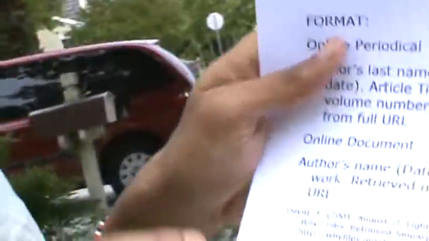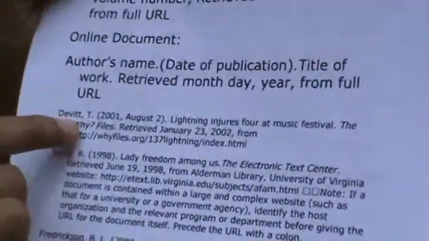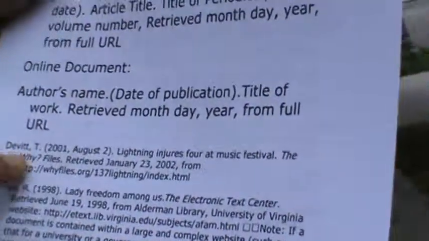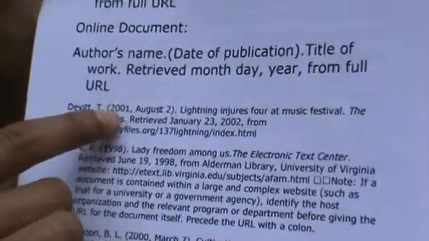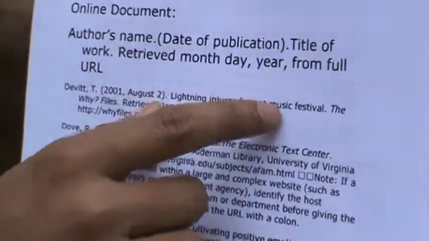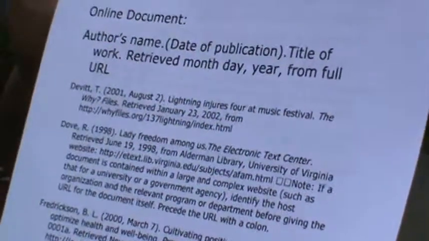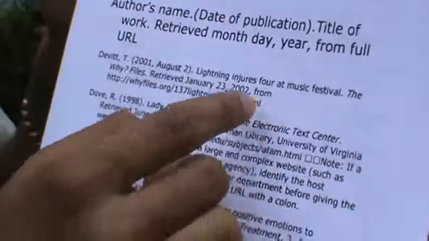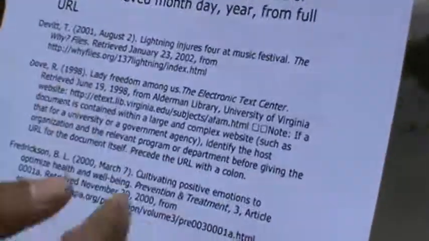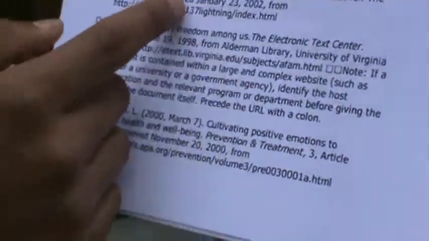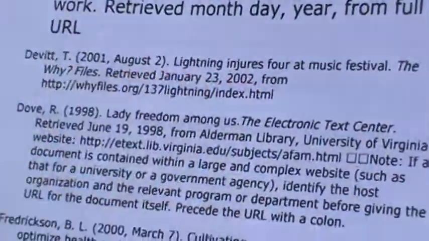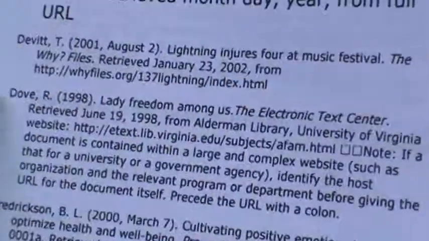So for example, this one is T. Devitt. The first name starts with a T and the last name is Devitt. The publication date was 2001, August 2nd. The article title would be Lightning Injuries 4 at Museum Festival. The title of the periodical was The Y Flies. It was retrieved January 23rd, 2002, and this would be the URL for the article. The same thing applies for these two.